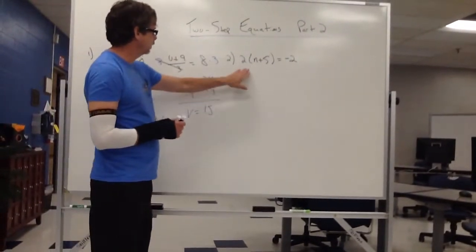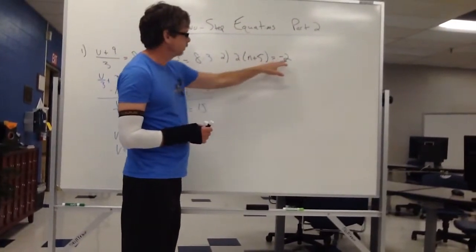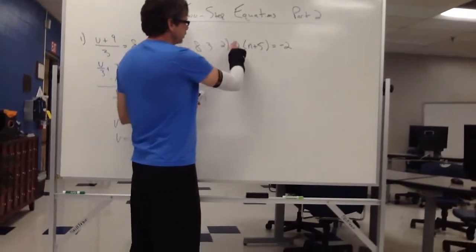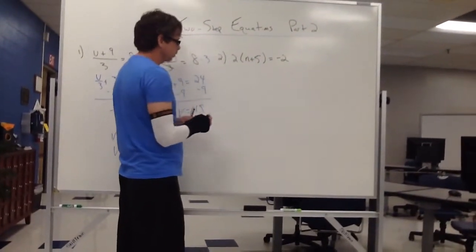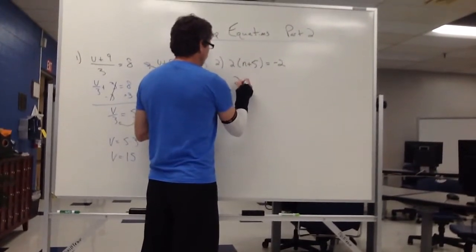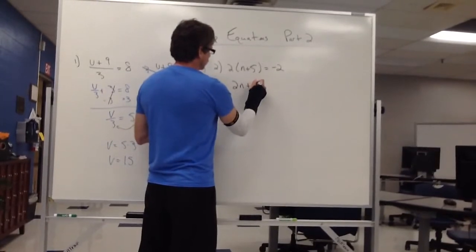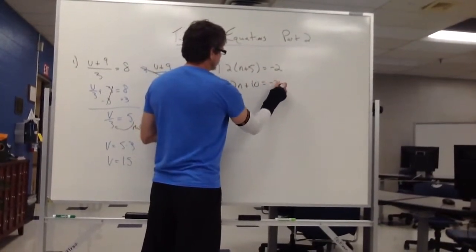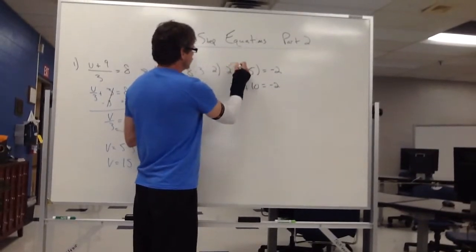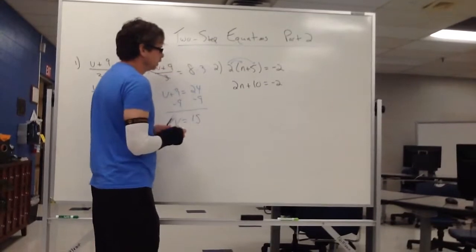So looking at this next example, we have 2 times the quantity n plus 5 is equal to -2. One thing we've learned is we're allowed to distribute the 2 through the parentheses, and that's going to create an expression where we no longer have any parentheses. So if I multiply the 2 through the parentheses, we get 2n plus 10 is equal to a -2. So notice how we can distribute the 2 to both terms inside the parentheses.